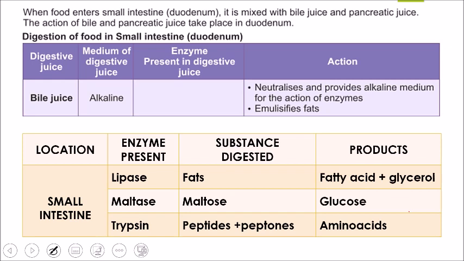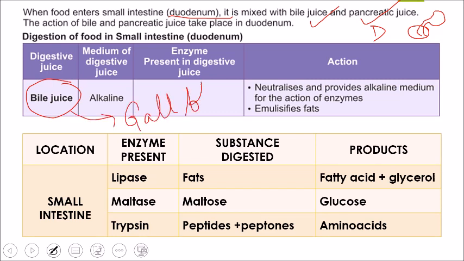The moment food leaves the stomach, it enters the duodenum, that is the beginning of the small intestine. If you look at the stomach, there is a small loop-like structure, and this part is called your duodenum. So here it is mixed with bile juice and pancreatic juice. Now we all know that bile juice is very, very important. It is secreted by a part called the gallbladder.